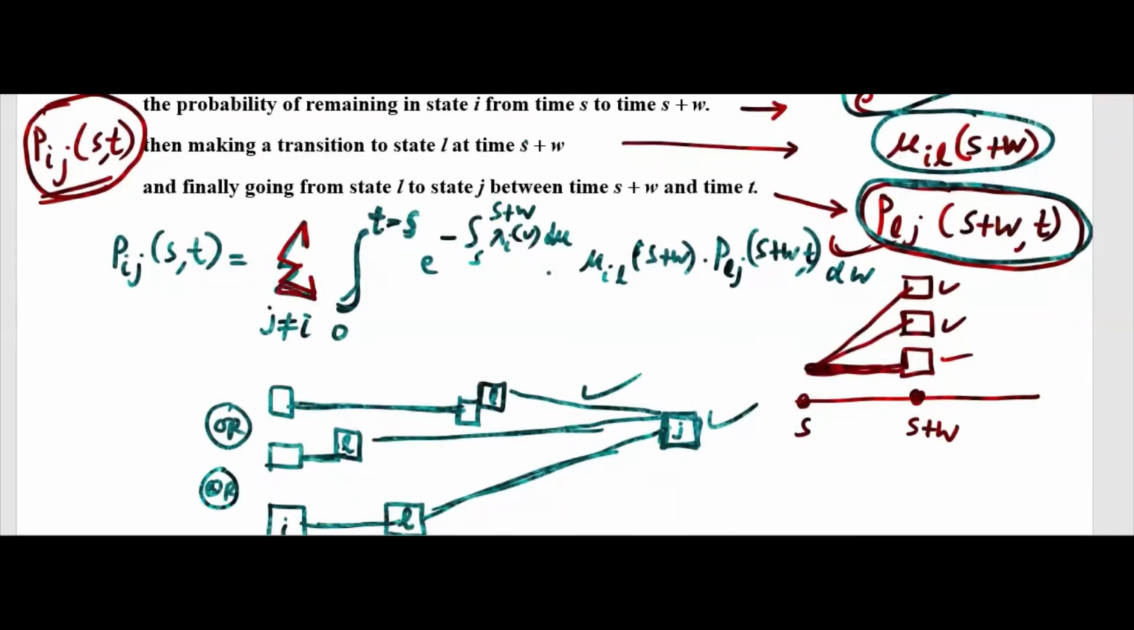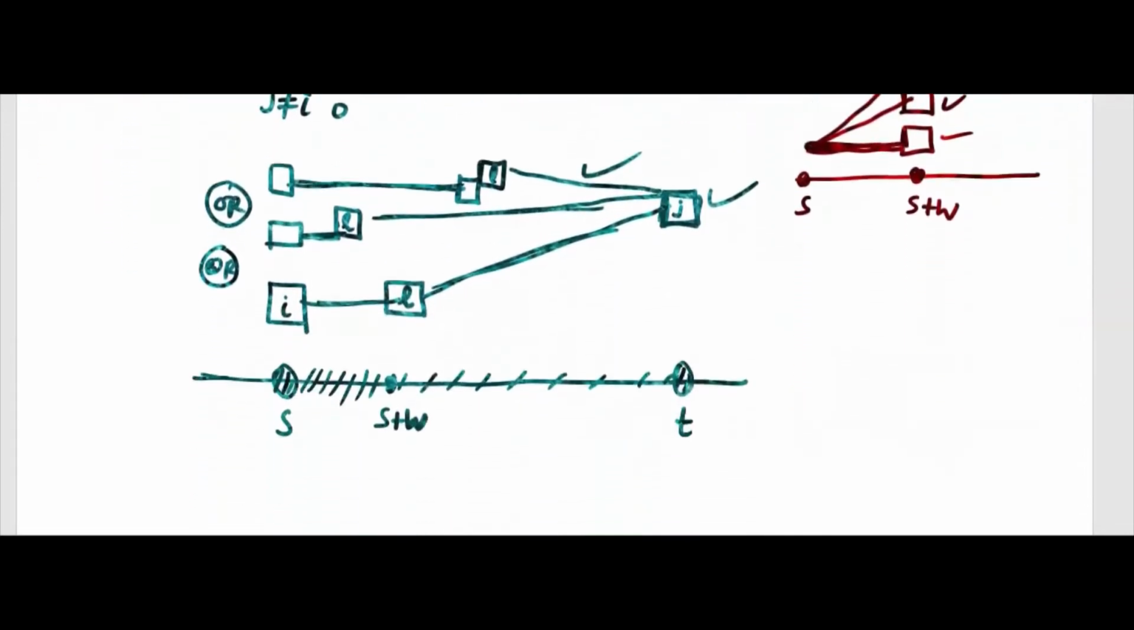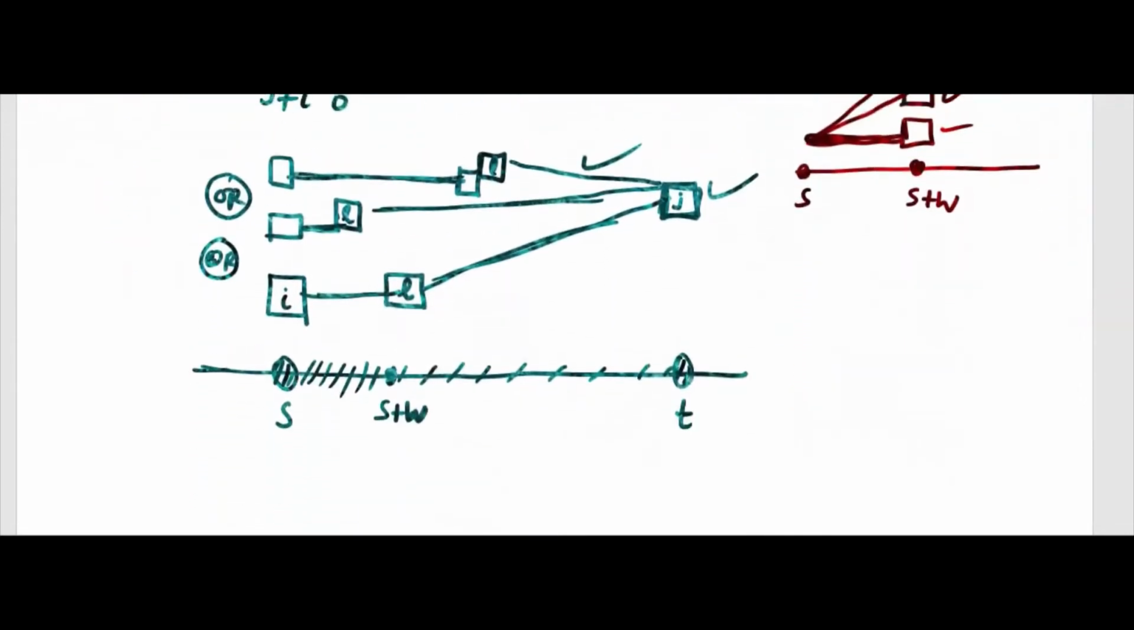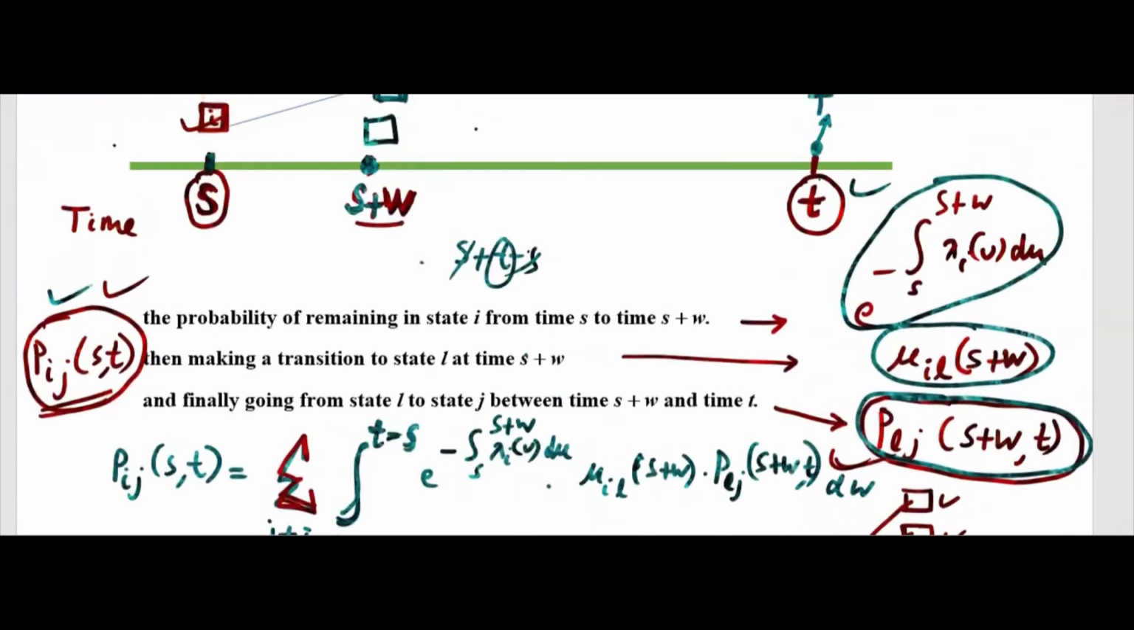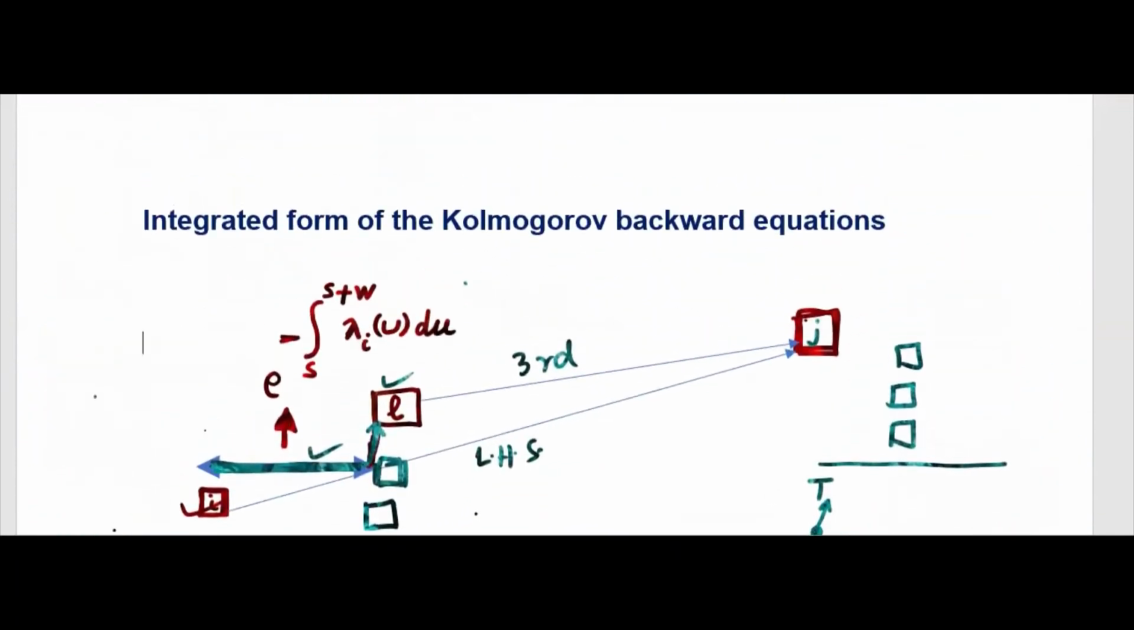And we'll see in an example, we'll open the summation sign. Suppose 3 possibilities are there. We'll write all 3 possibilities where you will have integration signs. Okay, we have one example here. So this is called backward. See the heading, integrated form of Kolmogorov backward equations.